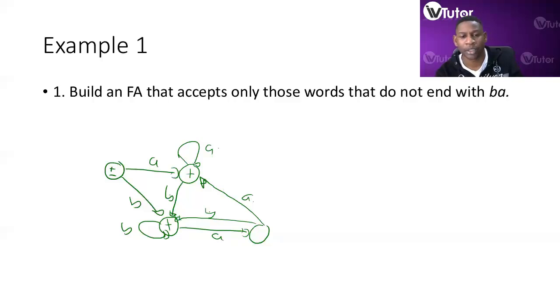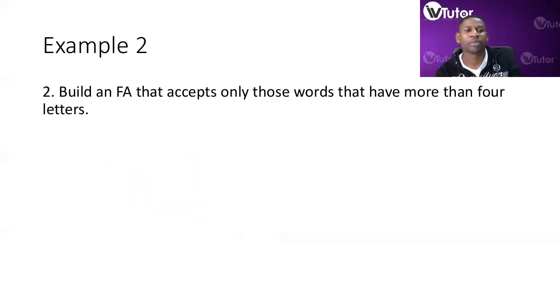Next one. Build an FA that accepts only those words that have more than 4 letters. So we accept only words with more than 4 letters. So we've got A or B, that's the first one. A or B, that's the second one.